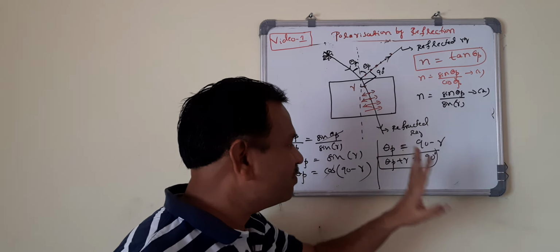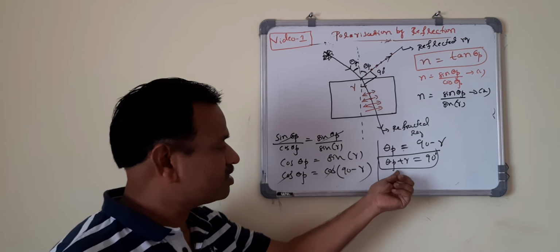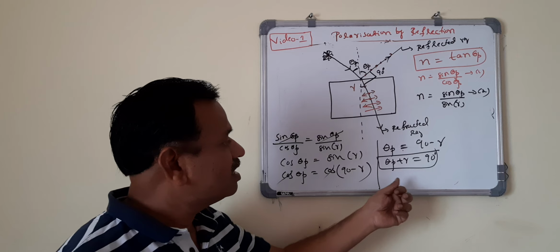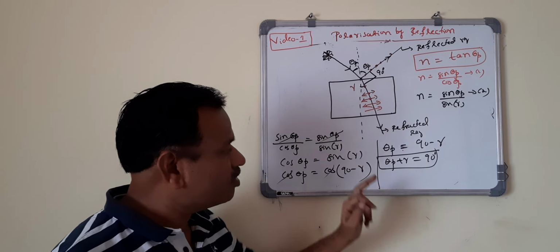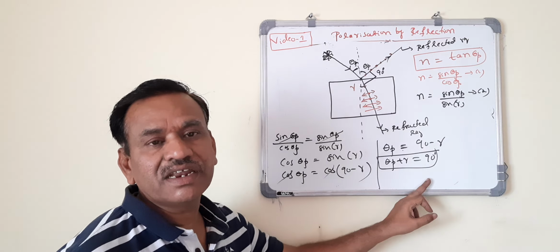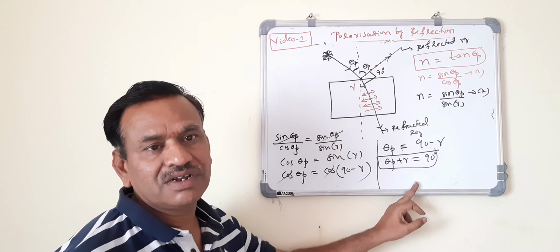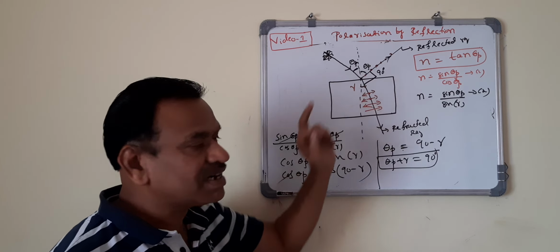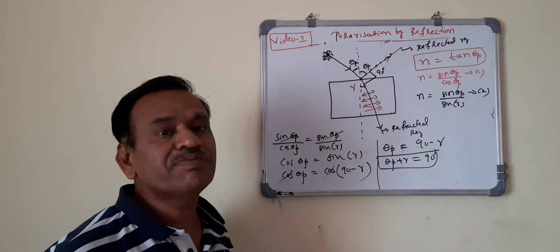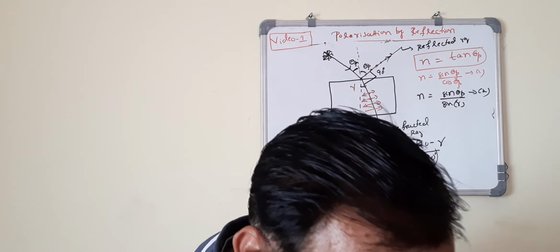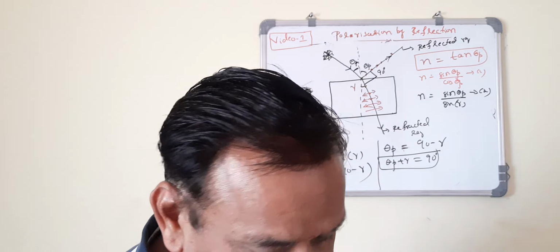Normally, you get questions on this. The problem is very simple. This is important. Whenever the light is 100% polarized, theta p plus r equals 90 degree. This is an important condition. When this is possible, the reflected ray and refracted ray are mutually perpendicular.